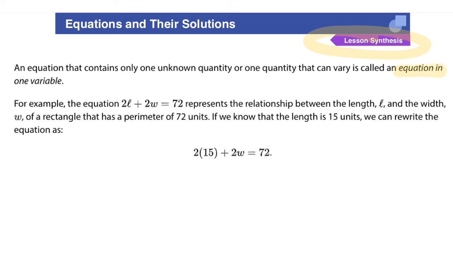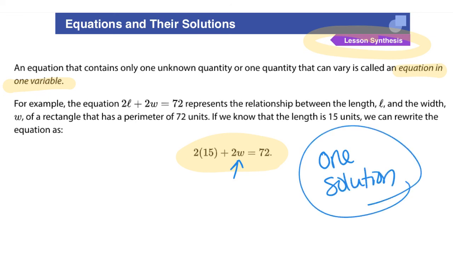First, it's the idea of equation in one variable. That would be like this equation right here. And that's because there would be only one variable in it. Right now, there's just one variable, W. When you have just one variable, there's only going to be one solution to that equation.